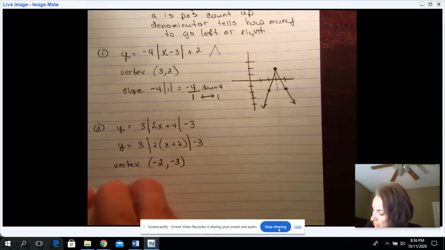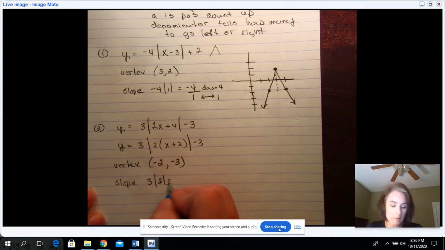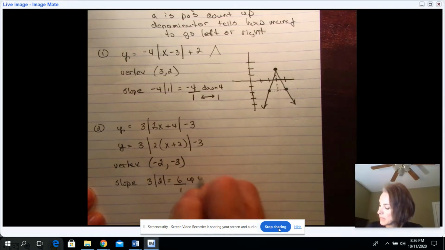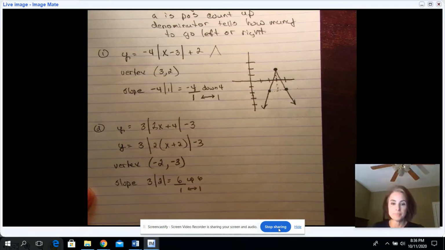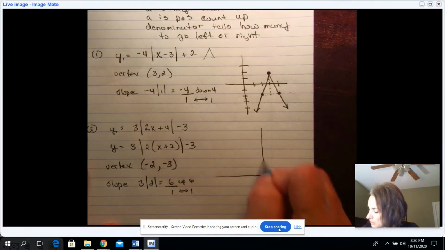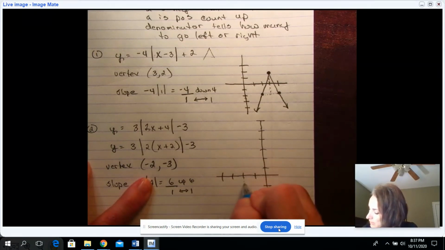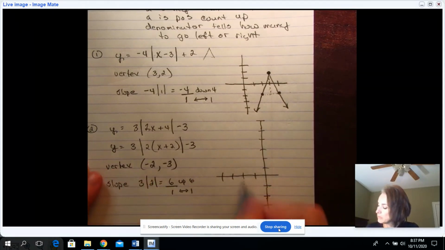All right, and then what is our slope here? Our slope is 3 times the absolute value of b, and b is 2. So this is going to be 6 over 1. So we're going to go up 6 and then left and right 1. So 1, 2, 3, 4, 5, 6. 1, 2, 3. 1, 2, 3, 4. Okay, so we're going to go to -2 and down 3. So right here, that's where we start. Go over 2 and down 3.